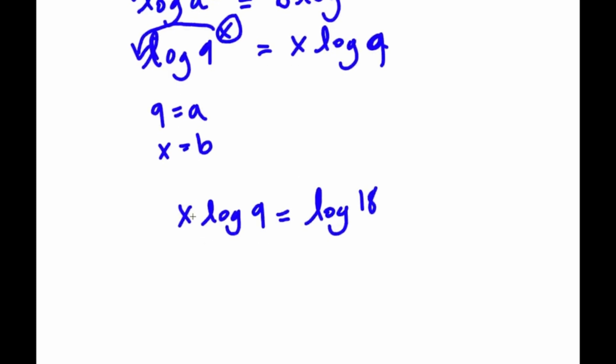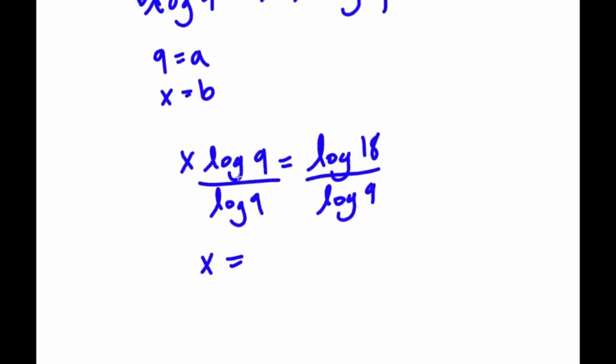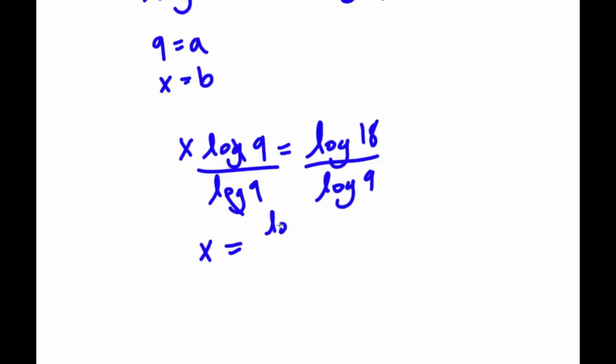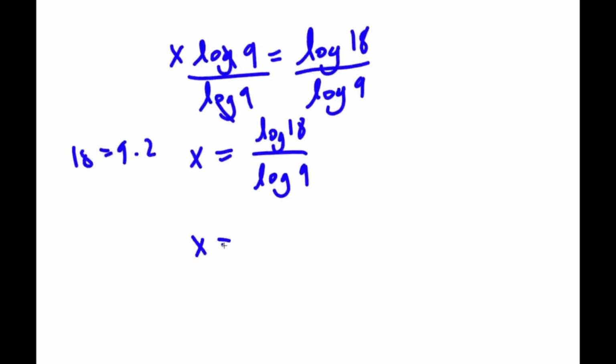Now we want to isolate x, obviously. So I'm going to go ahead and divide log 9 on both sides. So now I have x is equal to, because these two cancel out, log 18 over log 9. Now 18 is equal to 9 times 2. So I'm going to rewrite log 18 as log 9 times 2. And now we're dividing this by log 9.